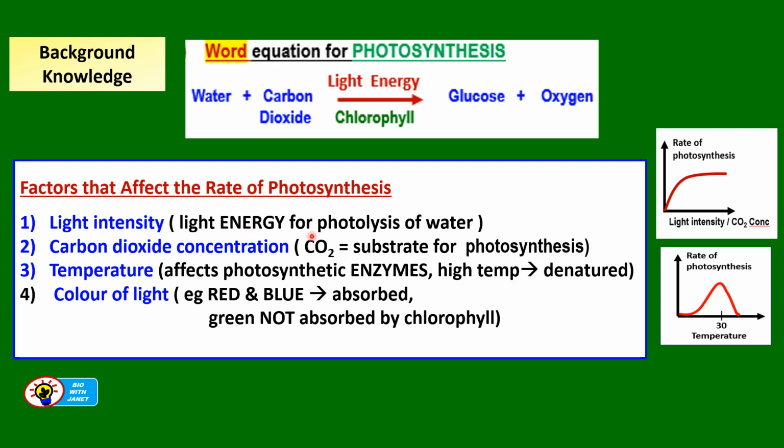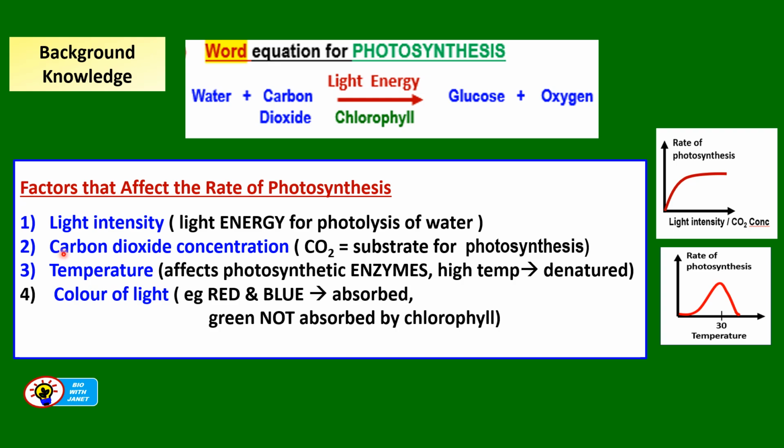Light provides the energy for the photolysis of water, which is the splitting of water into the hydrogen ions and the hydroxy ions during photosynthesis. Okay, so light is needed. So as the light intensity increases, the rate of photosynthesis will increase until a certain value, a maximum value.